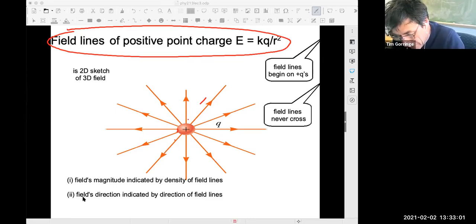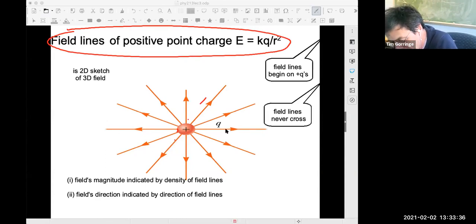And then the field's direction is just indicated by the direction of the field lines. And so this is the field of a single point charge. So, as we know, the field is strong if you're close to the charge, so in here, where the field lines are densely packed, and the field is weak if you're far from the charge, out here where the field lines are more loosely packed. Over here on the left, the field points away from the charge. The field lines point away from the charge.